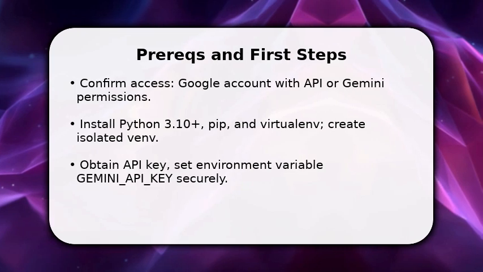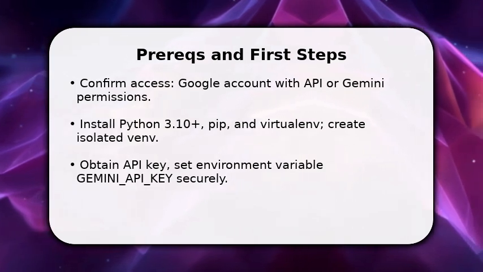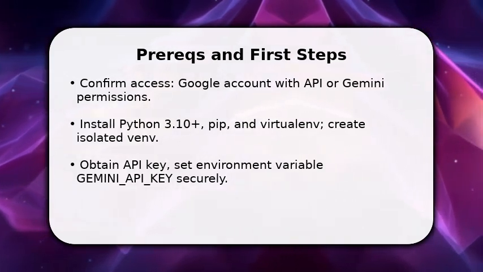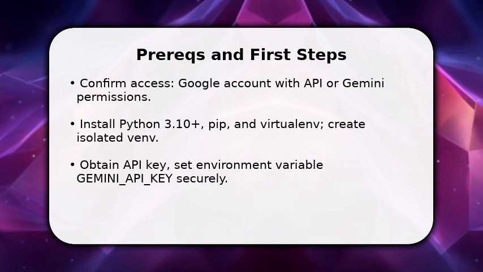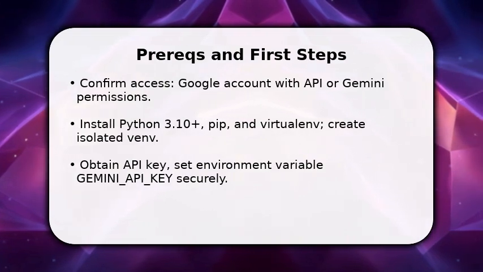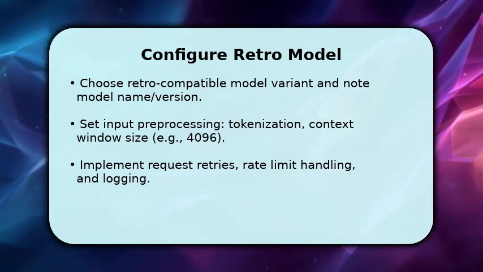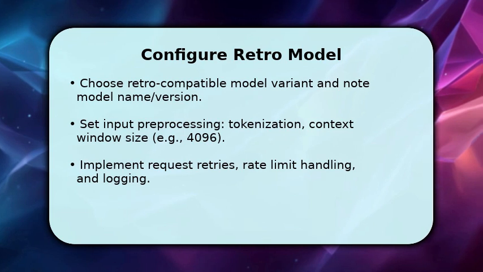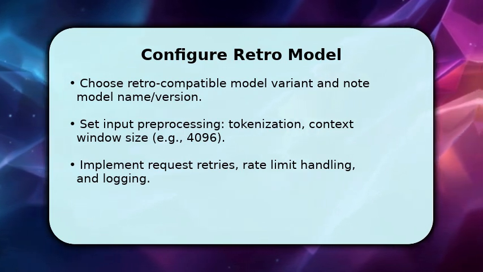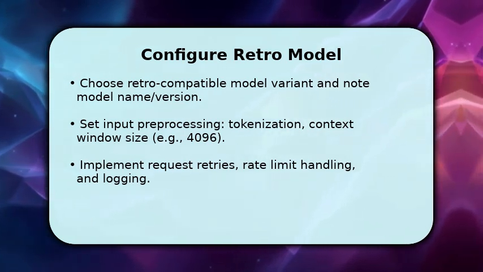By doing these first steps now, you save debugging later, and you're ready to run the initial retro-compatible model requests in the next stage. You now configure the Gemini retro variant. Pick the exact model name and set the context window to match your data. For example, 4096 tokens if you plan long retrievals.